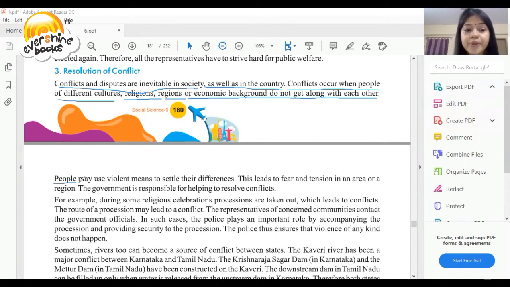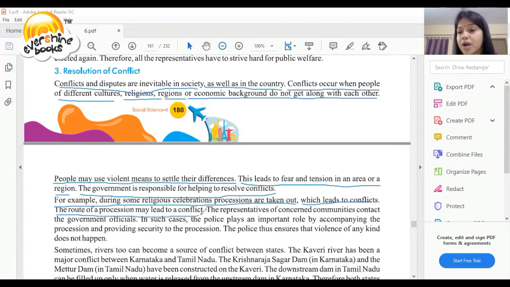Dear student, people may use violent means to settle their differences. This leads to fear and tension in an area or a region. The government is responsible for helping to resolve conflicts. For example, during some religious celebration, processions are taken out, which lead to conflicts. The route of a procession may lead to a conflict.